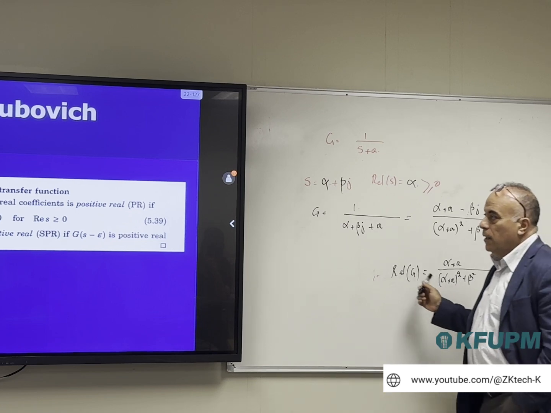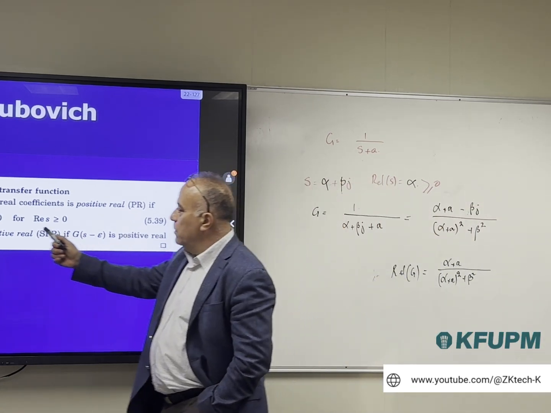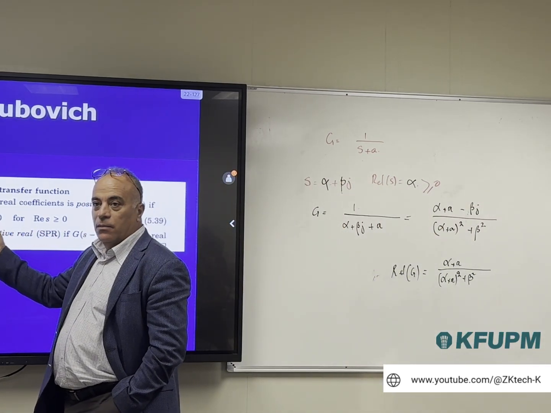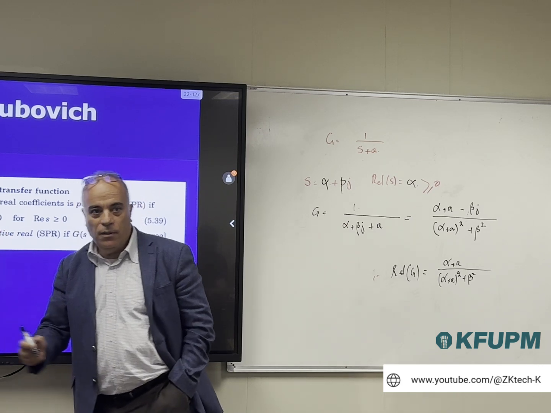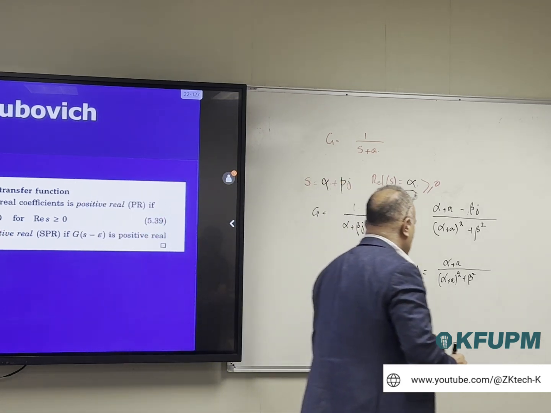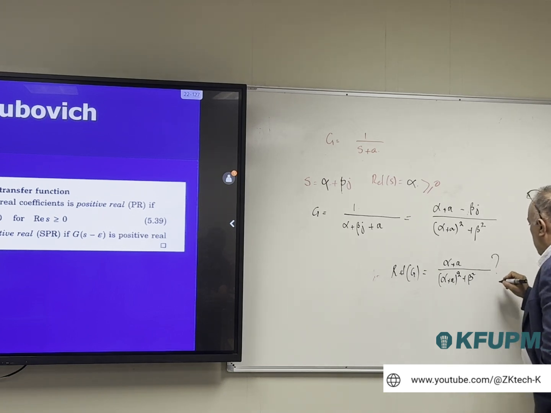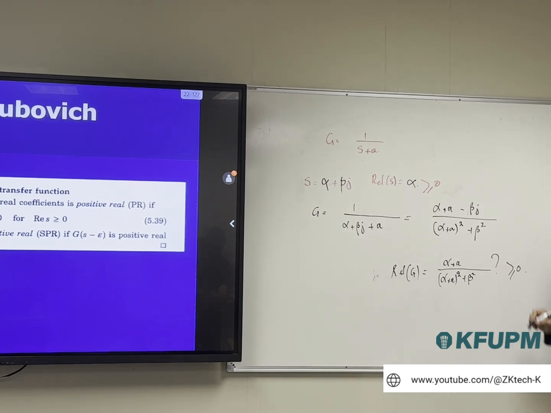So this lemma is asking me to compare this real part to 0. Is it positive or negative? And the question is here, is this positive or equal to 0? The denominator is always positive, so it depends on the numerator, sorry, it's based on the values of a and alpha.